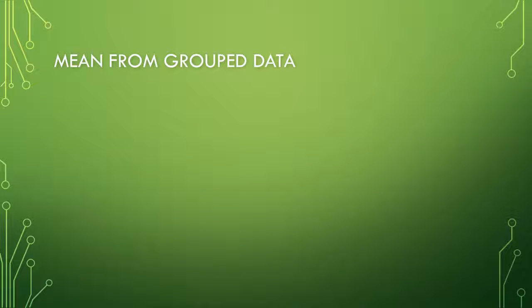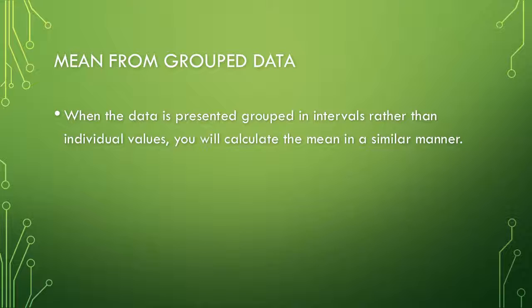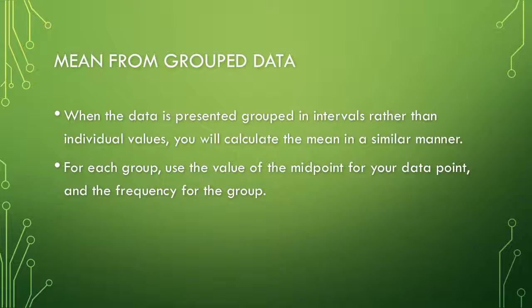We can also find a mean if our data is grouped. What we mean by grouped is that we have an interval and we know how many numbers fall into the interval, but we don't know what those numbers are. So this is going to be probably a little less accurate than if we had all the numbers. But what we're going to do is find the midpoint for each group, and that's going to serve as our data point, our x. And then the frequency for the group will serve as the frequency for that data point.